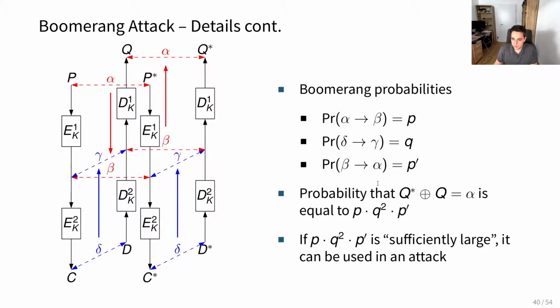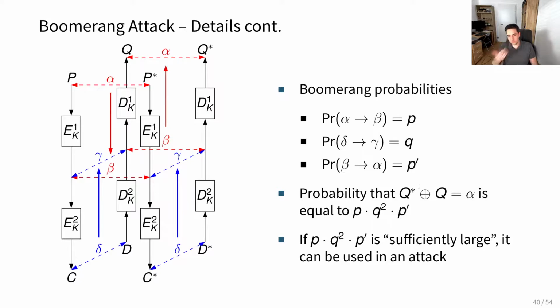Now in total, the probability that the final output, the Q XOR Q star, is the same as the original input difference is equal to P squared times Q squared times P prime. This makes sense, squared, because essentially this needs to match here and here, here and here. And now the idea is that if this product is sufficiently large, then it can be used in an attack. So this is the general idea of this attack.